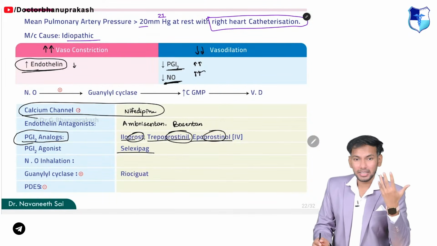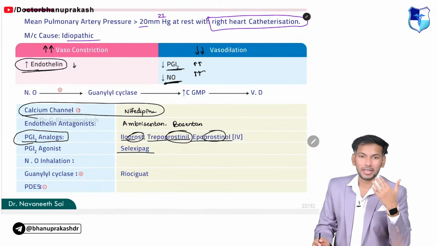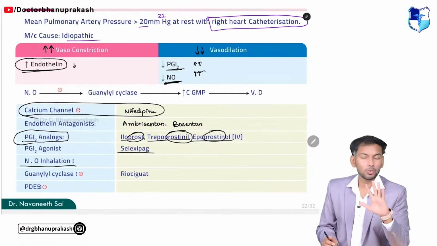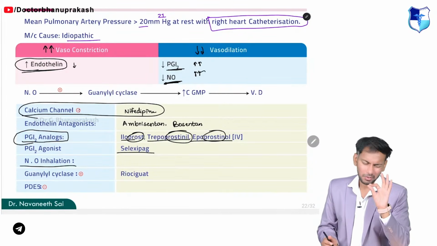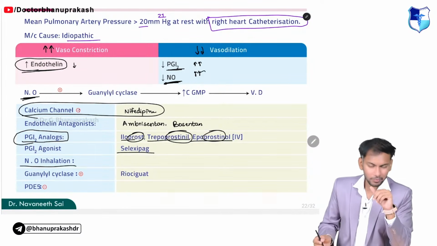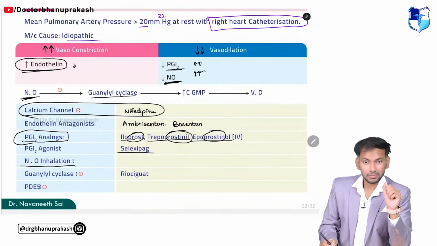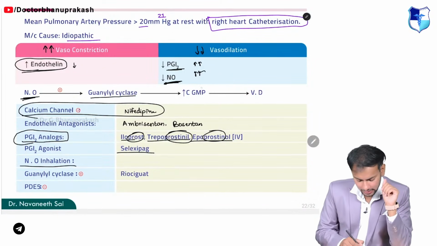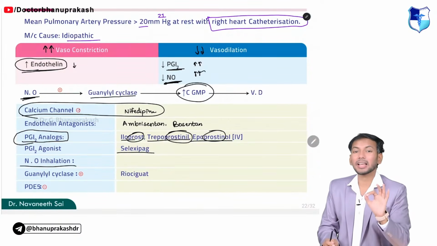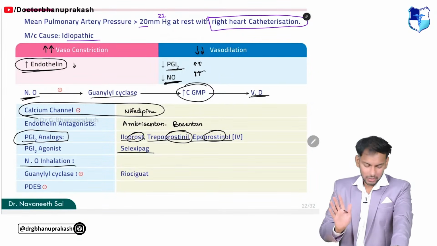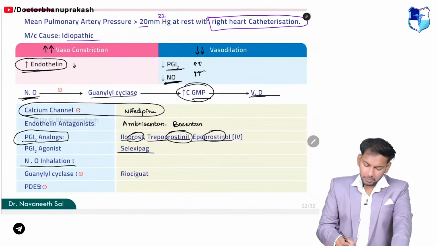You can give nitric oxide as a continuous inhalation, but it is not used these days. But we will see how nitric oxide works. Nitric oxide will activate guanylyl cyclase, and this guanylyl cyclase increases the cyclic GMP. This cyclic GMP will cause vasodilation. So basically, nitric oxide, cyclic GMP, vasodilation.